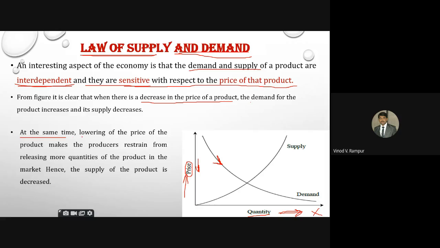At the same time, lowering the price of the product makes the producer restrain from releasing more quantity of the product in the market. Hence, the supply of the product is decreased. Now you just see that the price of the product goes on reducing, the demand goes on increasing, the price goes on reducing and the demand goes on increasing. Then what happens? The supply of the product goes on reducing, because more number of people are going to purchase the product.